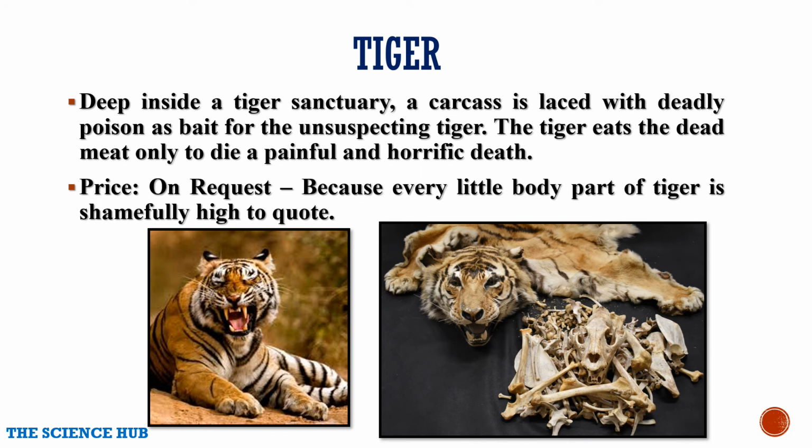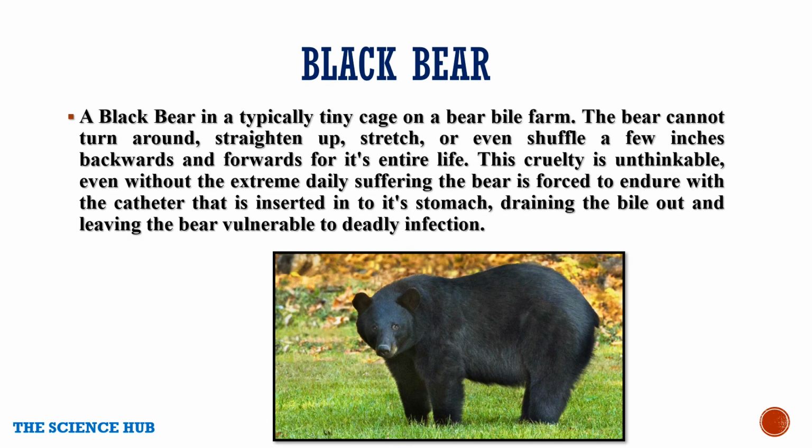Second is the tiger. Historically, tigers in India have been hunted for prestige as well as for taking trophies. And presently, they are hunted for their skin, claws, and teeth. Next is the black bear. The black bear is hunted for its bile juice for medicinal purposes.